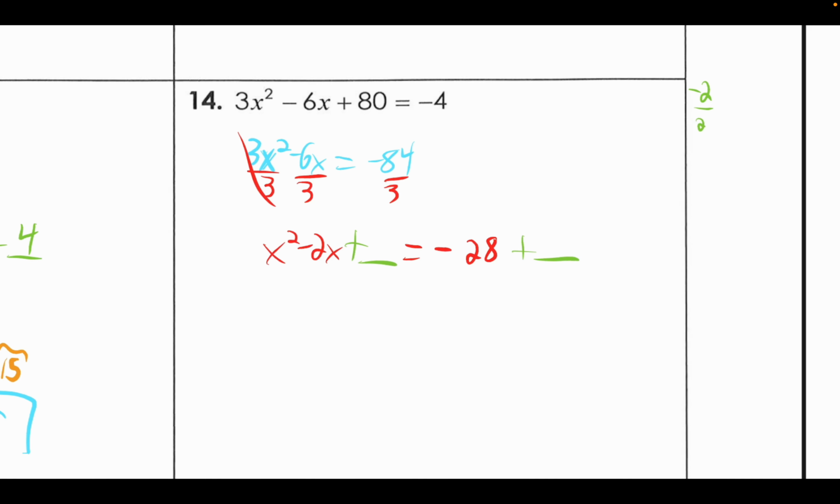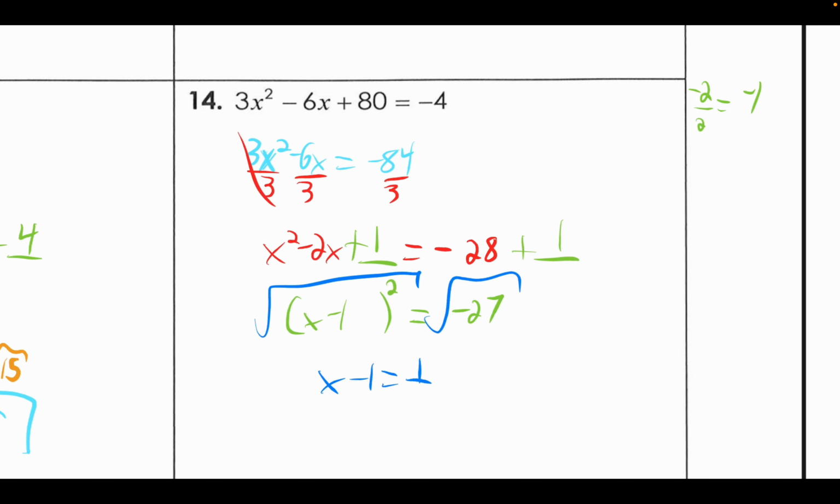Negative 2 divided by 2, the b divided by 2, is -1. I square that and I get positive 1. I factor the left-hand side and it becomes (x - 1) quantity squared, always the half of b over here, as I'll keep mentioning. And we get that equal to -27. I square root both sides, and I get x - 1 = ± √(-1) times √9 times √3. And that's x - 1 = plus or minus 3i√3.